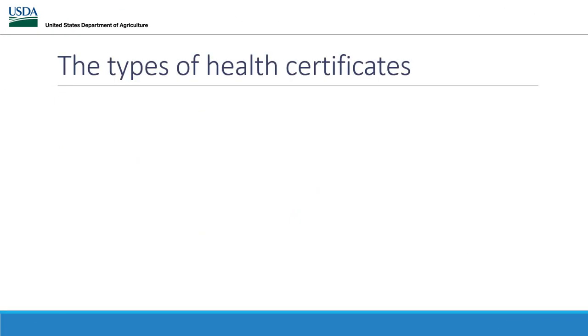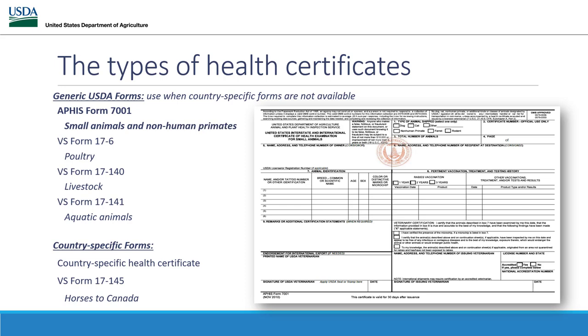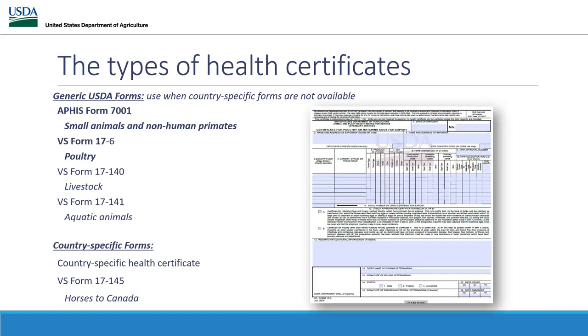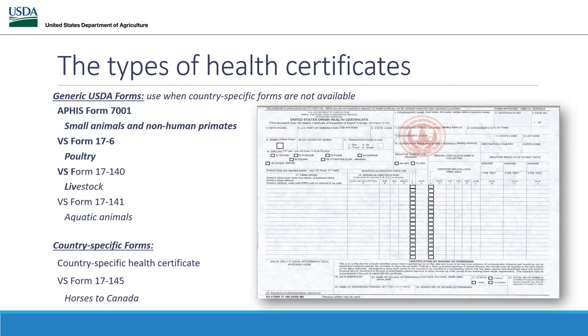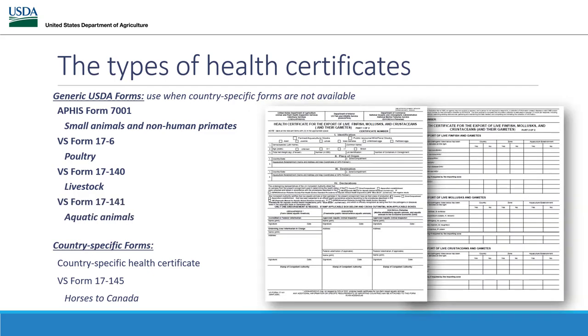There are several types of health certificates. In years past, USDA APHIS had generic health certificates based on the type of animal for use with any country. These generic health certificates are the APHIS Form 7001 for small animals and non-human primates, as seen here, the VS Form 17-6 for poultry and their eggs, as seen here, the VS Form 17-140 for livestock, as seen here, and the VS Form 17-141 for aquatic animals, as seen here.